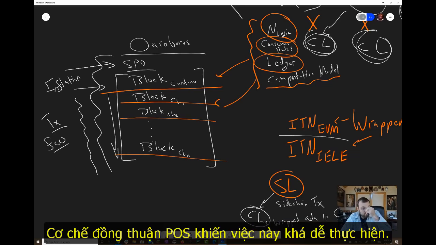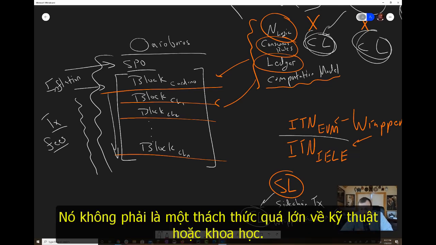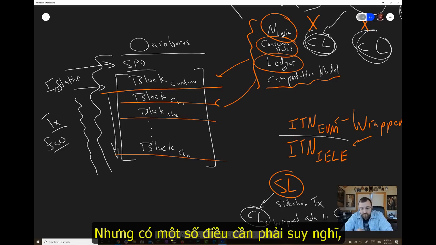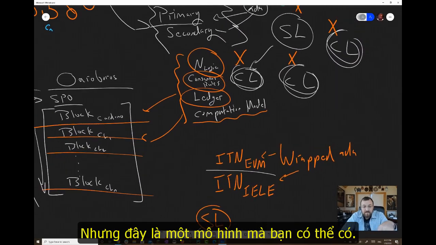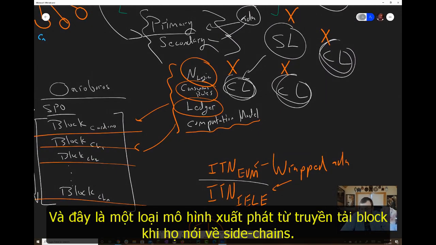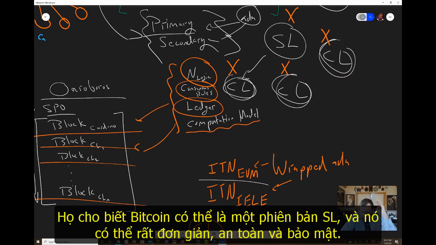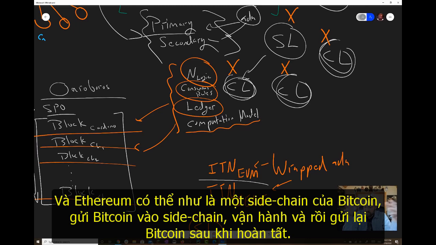Proof of stake actually makes this quite easy to do. It's not an overwhelming engineering or scientific challenge. There are certain things to think about, especially about how you synchronize all these systems. There are a lot of little details that need to be resolved, but this is a model that you could have, and this was kind of an envisioned model that came out of Blockstream when they were talking about sidechains. They said Bitcoin can be that version of SL, and it can be very simple and safe and secure, and then you could have Ethereum as a sidechain of Bitcoin, send your Bitcoin into that sidechain, operate, and then send your Bitcoin back when you're done.